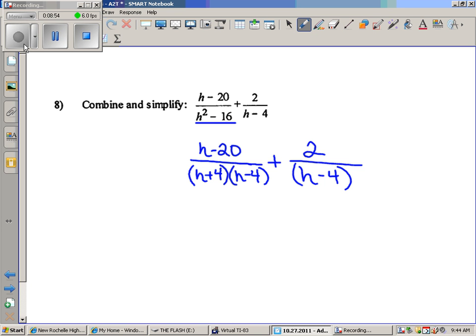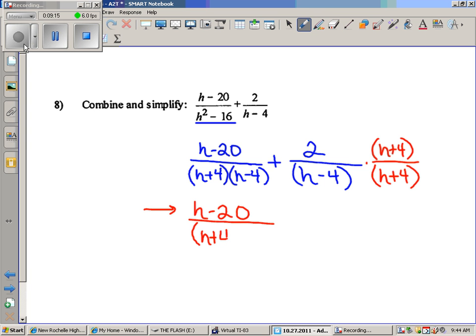Now, very nice. That's all you got to do, is multiply the second one by h plus 4, because that's what it's missing. That's what it needs so that it can be combined with the other. All right. That's easy. h plus 4, h minus 4, plus, is going to be 2h plus 8 over h plus 4, h minus 4.